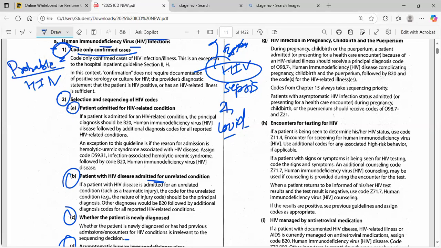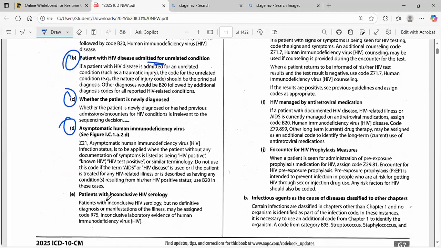Okay, I'm moving further. Asymptomatic human immunodeficiency virus. We have already gone through this: when the patient has HIV but it is not symptomatic, then we have to use Z21 and we have to keep Z21 at the second position always. We cannot use Z21 as a primary diagnosis. Just go through guideline number D and let me know if you have any doubts. Also update me whenever you are done with this.